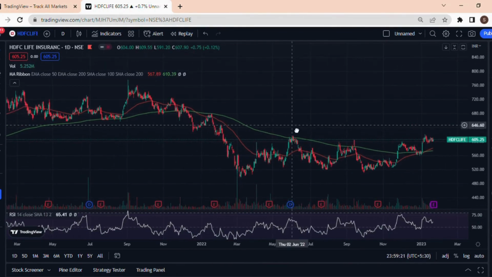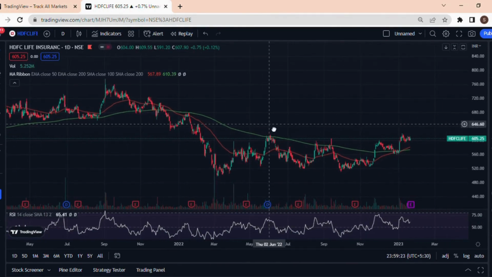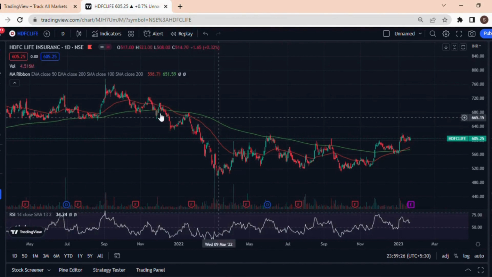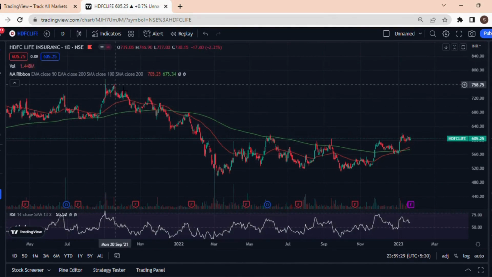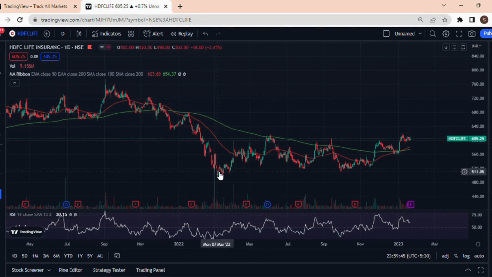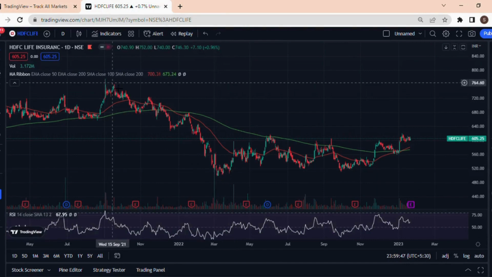So to begin with, if you look at the last 1.5 year pattern, the stock tried to make a high of around 760 over here in the month of September. After that, we have seen consistent selling in the stock, all the way from 760 levels to 500 levels. Right here, you can see a clear downtrend.